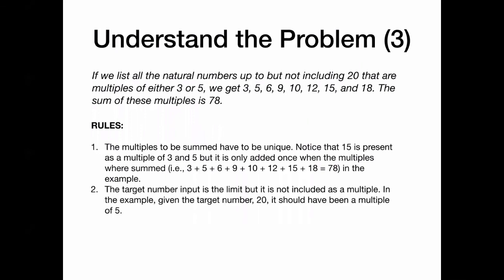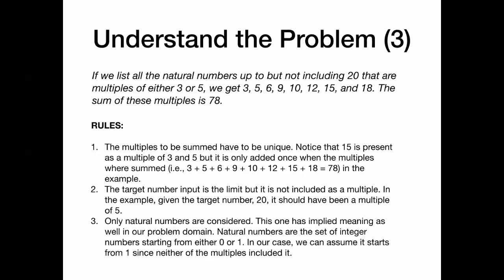The second: the target number input is the limit, but it is not included as a multiple. So it's up to, but not including 20. 20 would have been included as a multiple of 5 because 20 divided by 5 is 4 and there are no remainders. But again, it's part of the rule, so don't include the target number.